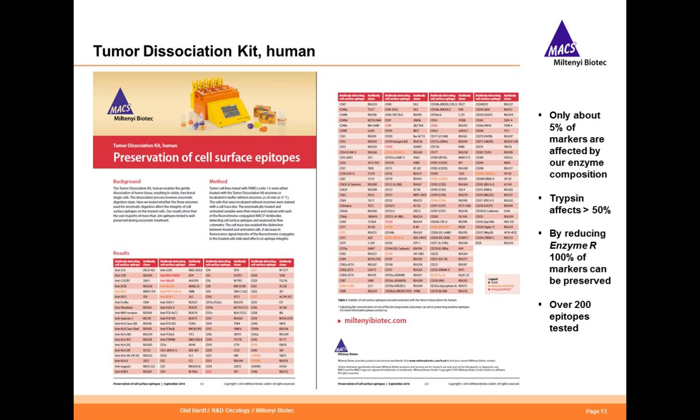And because we use this mixture of three highly purified enzymes, which are solely packed, you can see that by reducing enzyme R, almost all of these markers can be preserved. This you only buy with a little bit lower yield and viability of the very tightly connected cells, like the tumor cells and the endothelial cells, which are closely connected. But if you're analyzing immune markers, that might actually be the method of choice.